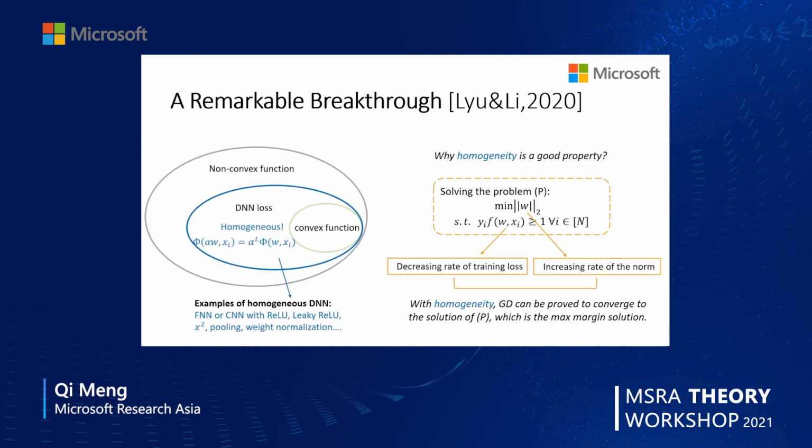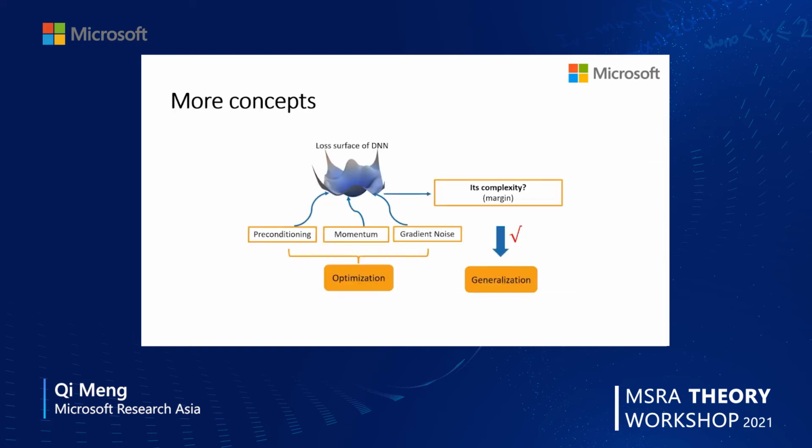When we first learned of this result, we felt very excited because we thought this mathematical tool may help us answer some questions. For example, there are many other concepts connected with generalization in optimization, such as preconditioning in adaptive optimization algorithms, momentum, and gradient noise. All of them influence generalization performance, and we think margin theory can help us evaluate how these techniques influence generalization. We would like to extend the theory to other types of optimization algorithms and give them a measure in terms of generalization in deep learning.